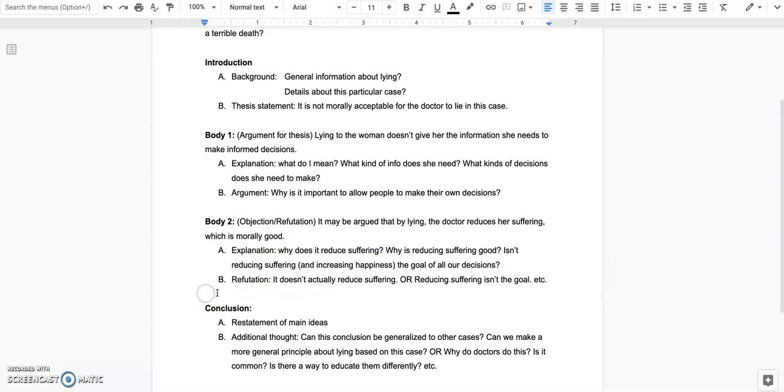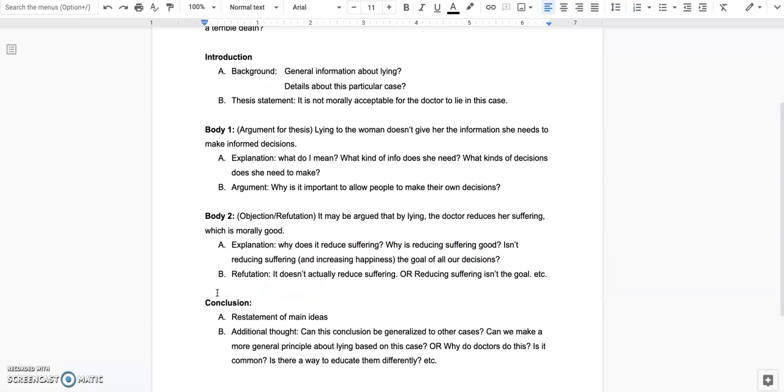In the context of an essay, I might have one refutation paragraph. I might have 2 refutation paragraphs. It just depends on what I'm trying to do, what my topic is. The conclusion is going to be like any other essay. You're going to restate your main ideas, and the main ideas are those that you've argued for in the 2 body paragraphs. Try to do that in 1 or 2 sentences, and you're going to add an additional thought.